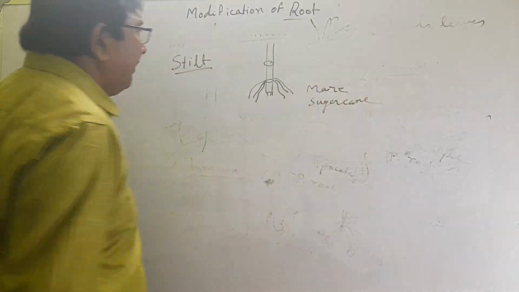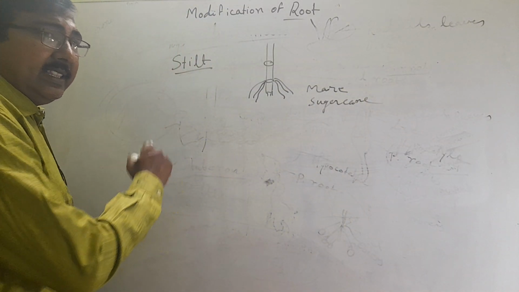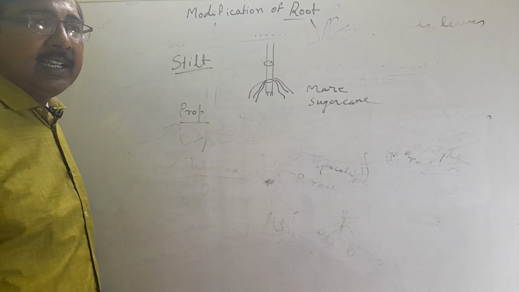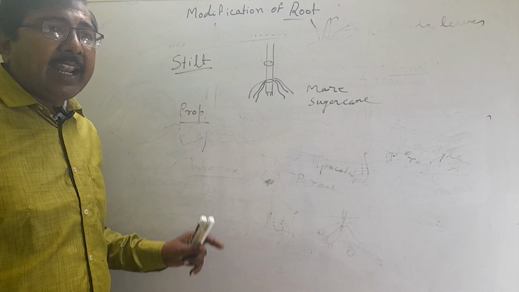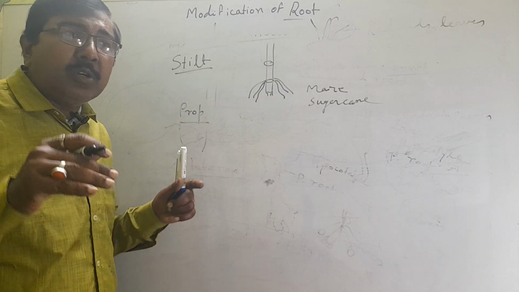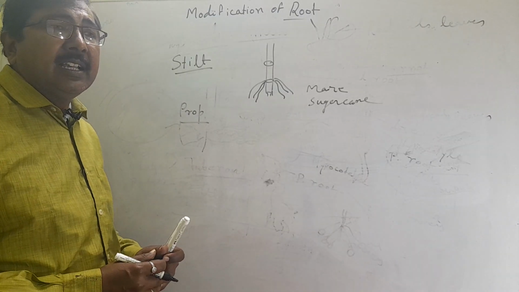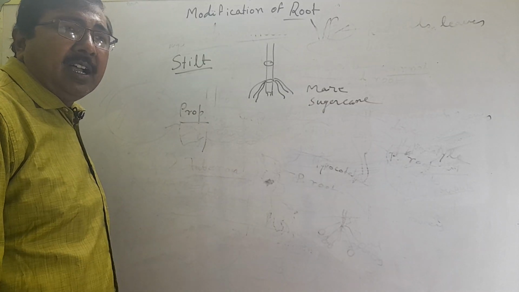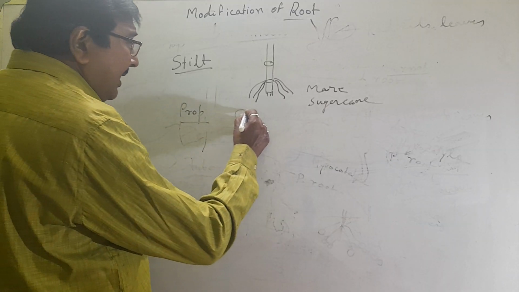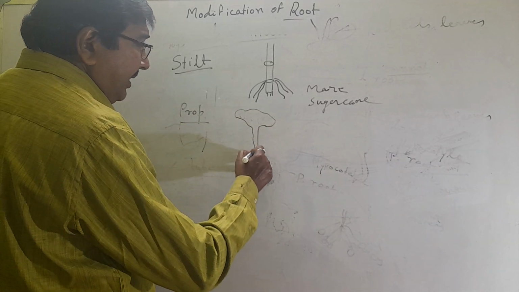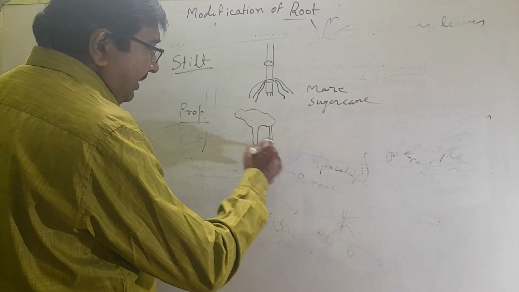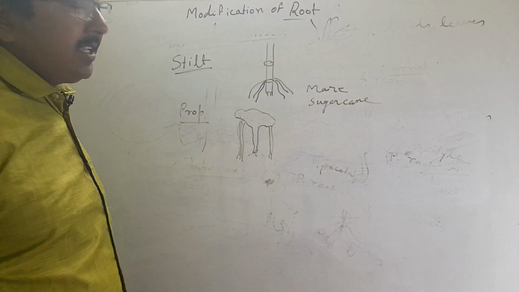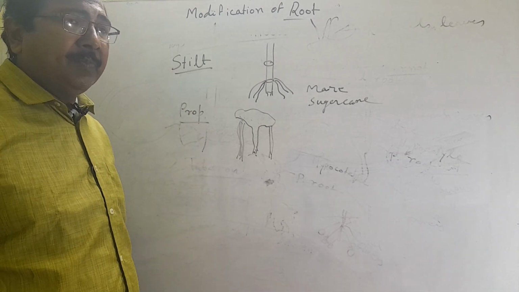Sugarcane, example of stilt. Okay, then prop roots, also important. These are hanging roots that arise from the branches of the plant and grow down towards the soil. Like this, suppose this is a banyan tree. These are the roots going underground. This is also a supporting root. These are called prop roots.